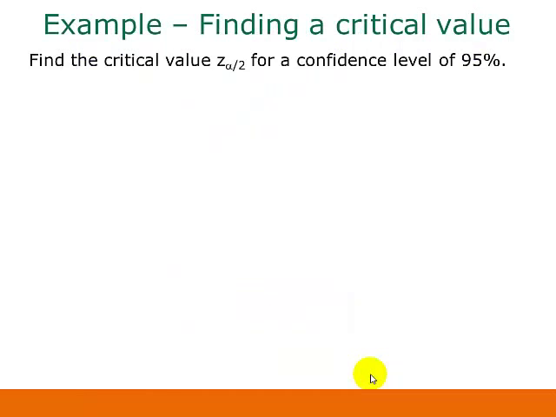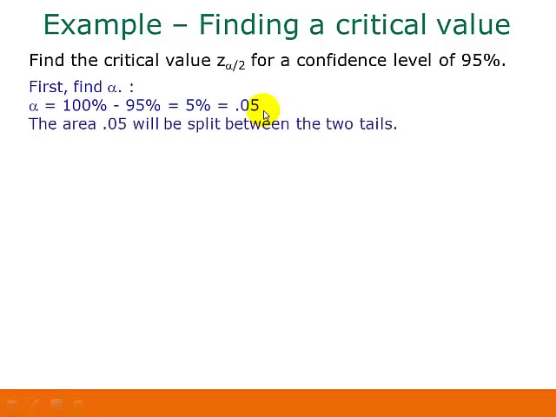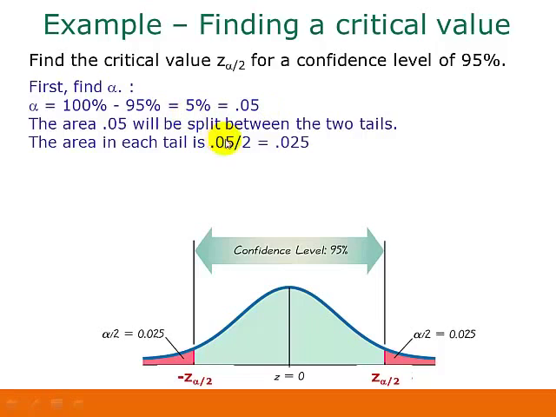Here's an example of finding a critical value for a specific value of our confidence level. So let's find our critical value for a confidence level of 95%. First, we need to find alpha. So alpha is just 100% minus our confidence level. In this case, that's going to be 5%. And we normally write alpha in decimal form, so that would be 0.05. This area is going to be split between the 2 tails, so we need to divide that by 2. So alpha over 2 is 0.025.